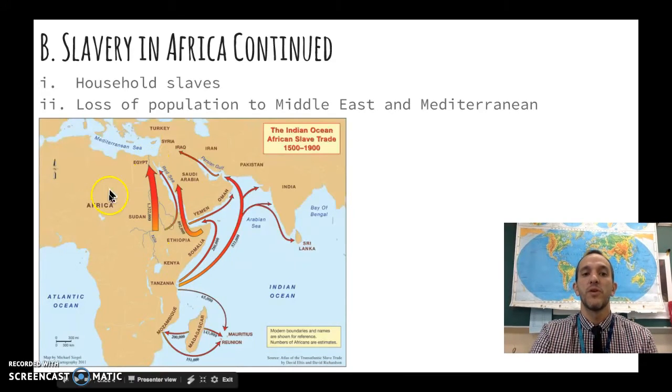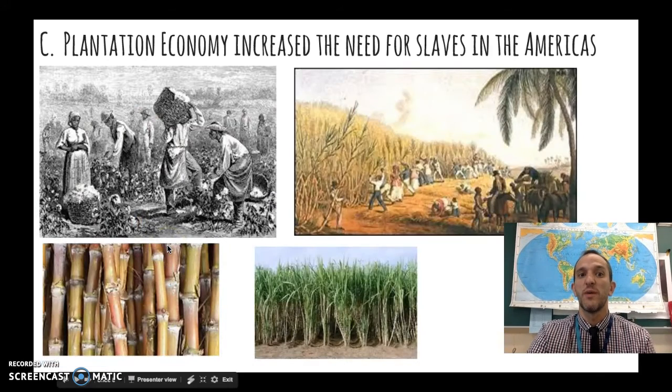This is going to have an impact on the loss of population, just like we see in West Africa, which we'll talk about in a second, where a lot of this population ends up in the Middle East and the Mediterranean. So it's going to have an impact on these regions when you lose population.